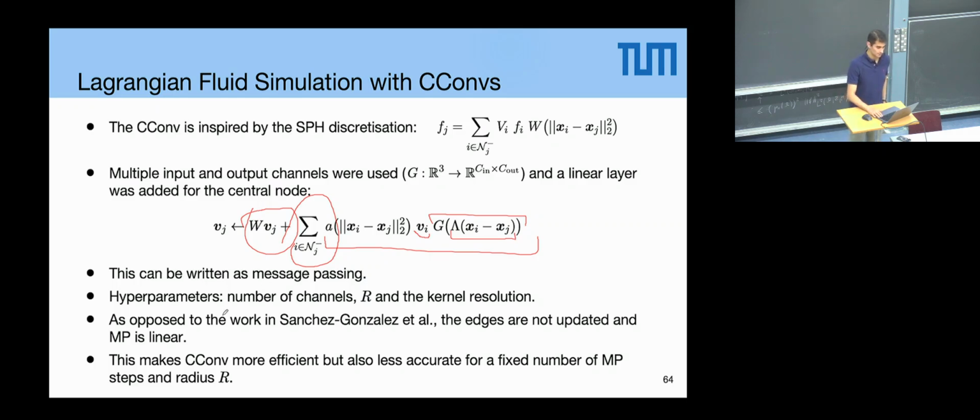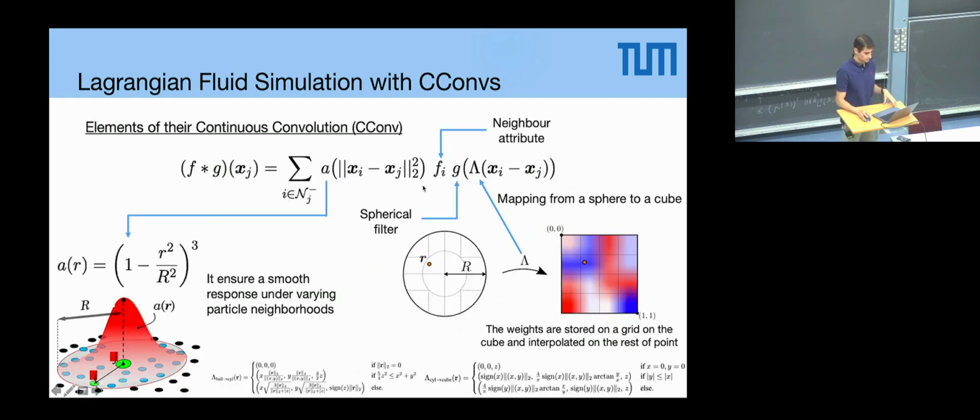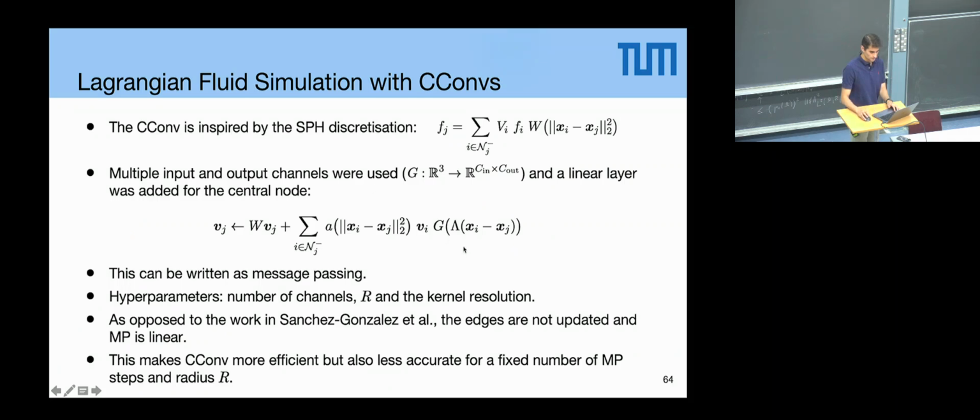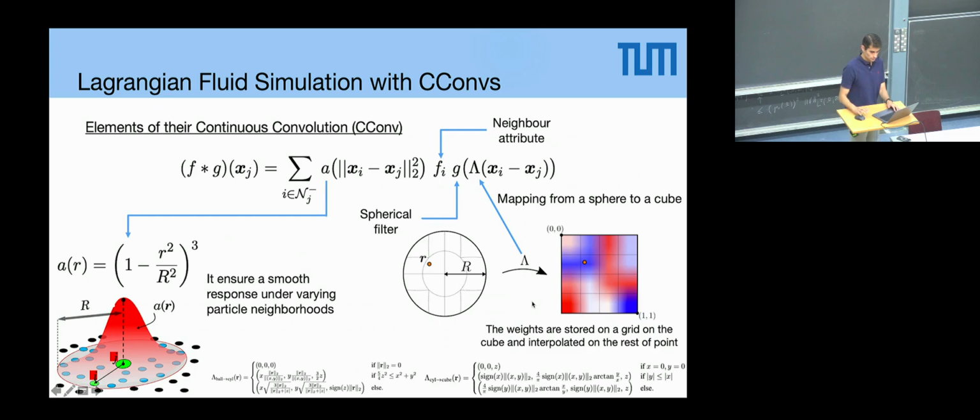The hyperparameters that we have are the number of input channels, the number of output channels as usual, and then the size of the receptive field, which is this radius r for creating the edges and defining the window function. And we also have the kernel resolution. So this corresponds to the number of weights that we are using here.